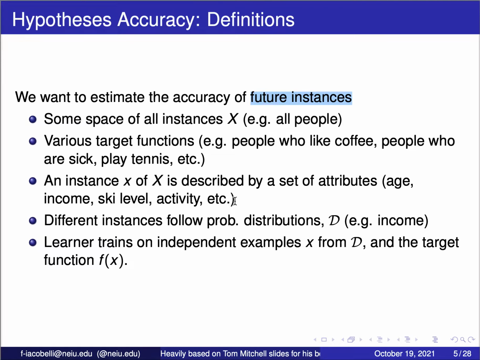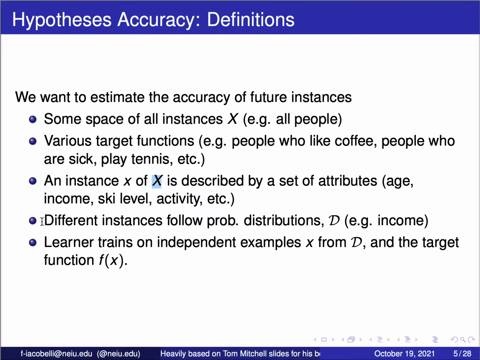So there are various target functions, for example, right? The target function is what I want to predict, right? So I don't know, people who like coffee, who play tennis, who are sick, who have a cold. That's the classification, right? Now, an instance X of the data set X, big X, is described by a set of attributes, just like the runny nose and all that stuff, right? So I'm just formalizing what I gave you before.